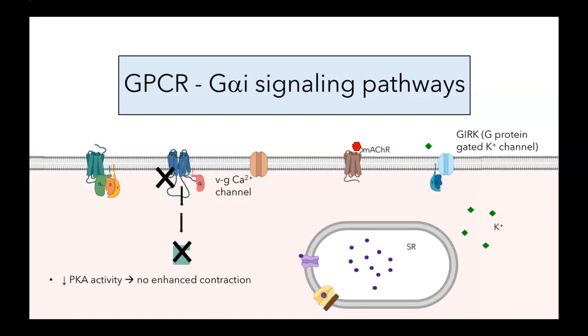In this video, I'm going to talk about the GPCR, G-alpha-I signaling pathway, and then I'm going to use the example of heart rate in order to illustrate how this pathway, the G-alpha-I signaling pathway, can interact with the G-alpha-S signaling pathway in order to modulate a cell's activity. Let's begin by looking at the pathway.